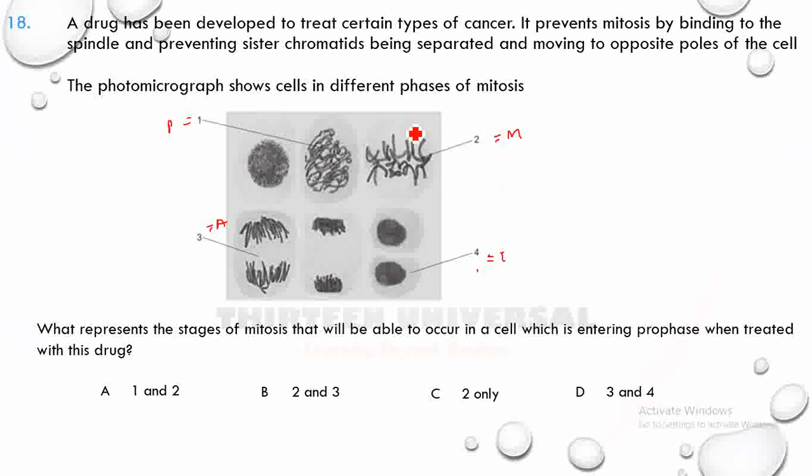Now, if the drug prevents sister chromatids from being separated, that means anaphase doesn't occur. The question says, what represents the stages of mitosis that will be able to occur in a cell which is entering prophase when treated with the drug? Only 1 and 2 can occur. 3 can't occur, and if 3 cannot occur, 4 can't occur. Once the chromosomes align at the equator, sister chromatids cannot separate because the drug prevents it. Therefore, anaphase cannot happen. So it's 1 and 2.